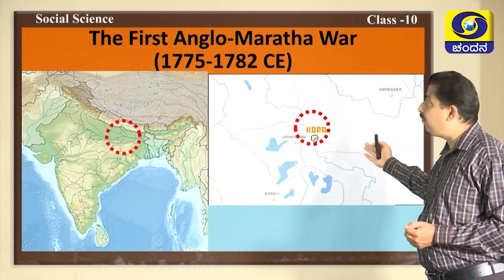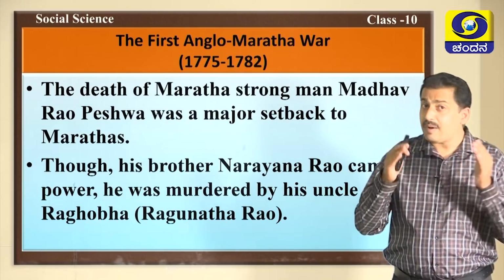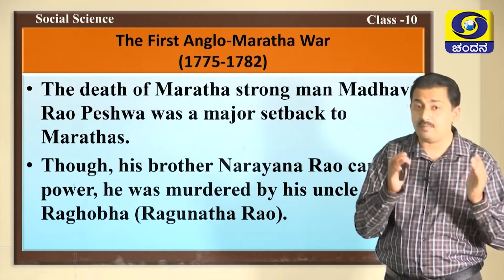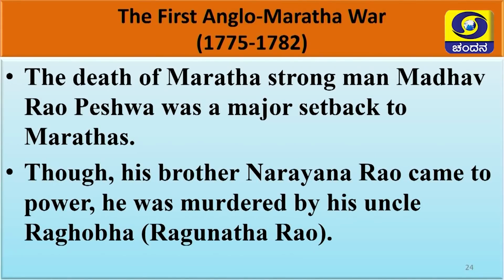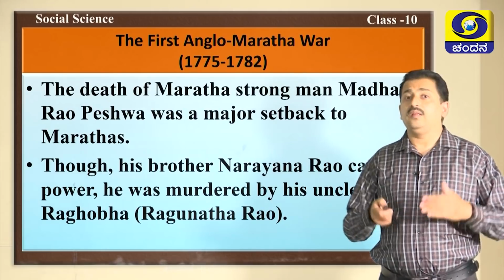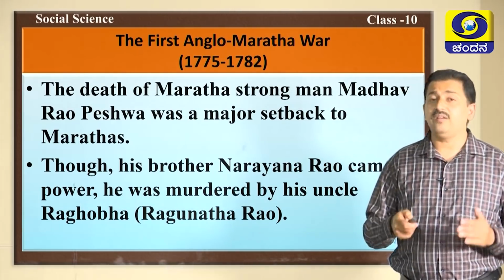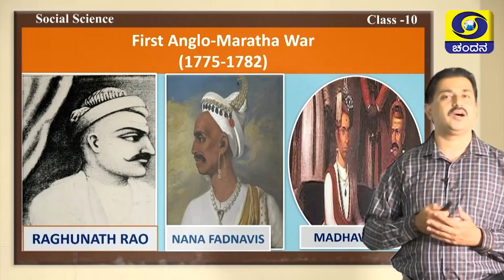in this map. The death of Maratha strongman Peshwa Madhavarao was a major setback to the Marathas. Though his brother Narayan Rao came to power, he was murdered by his uncle Raghunatha Rao, who was also called Raghoba. The death of Peshwa Madhavarao first was a major setback. This was the reason for the First Anglo-Maratha War.